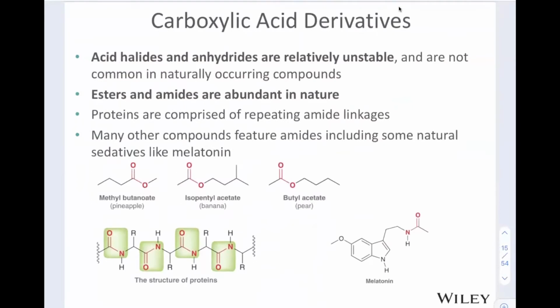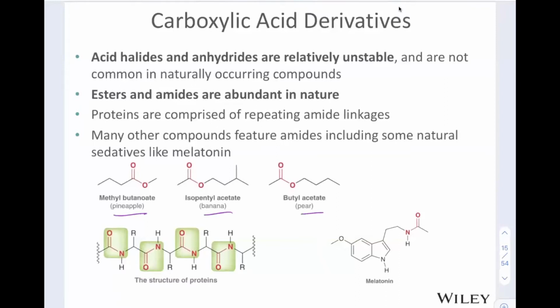So in terms of carboxylic acid derivatives, acid halides and acid anhydrides are very unstable and very reactive. They are not commonly found in natural compounds because of their reactivity. Esters and amides are abundant in nature. They are much more stable. Esters are found in nature in the smell of pineapple, banana, and pear. Esters are very often that sweet, fruity smelling compound.